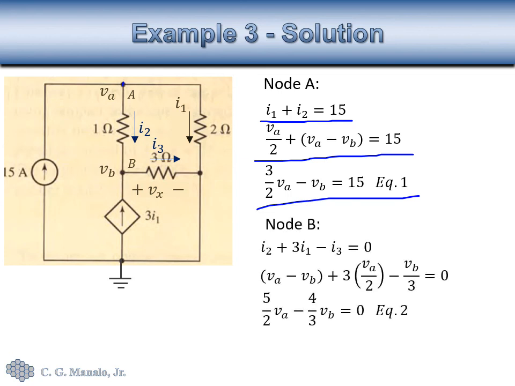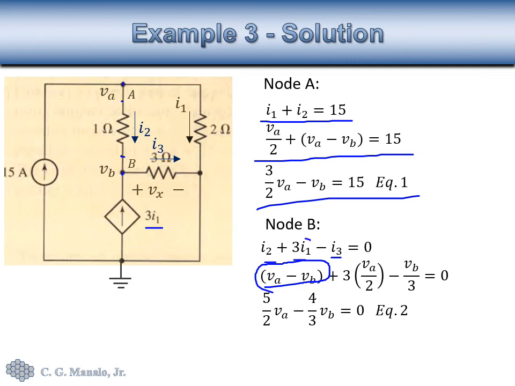For node B, that would be current entering minus current leaving. The current entering is this current here, 3I1. Take note that it is a current entering quantity, plus I sub 2 minus I sub 3 equals 0. So we can replace I sub 2 by VA minus VB divided by 1. So this is I sub 2 here.